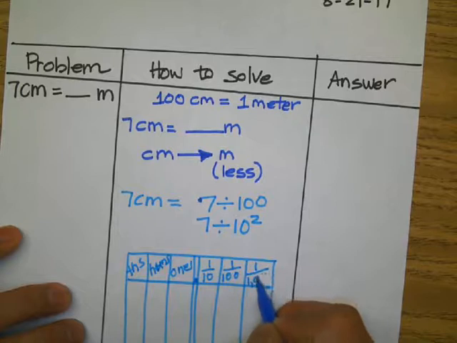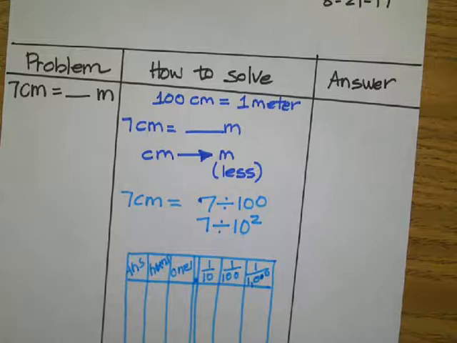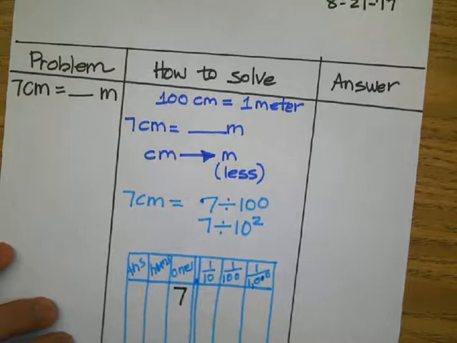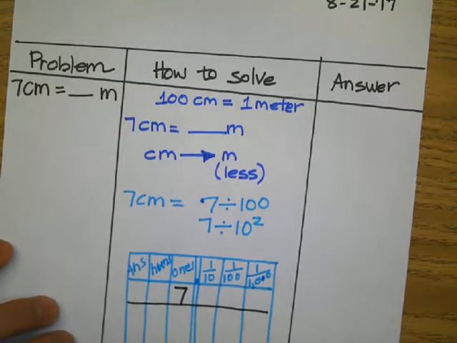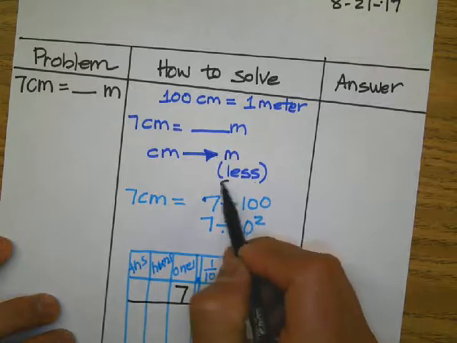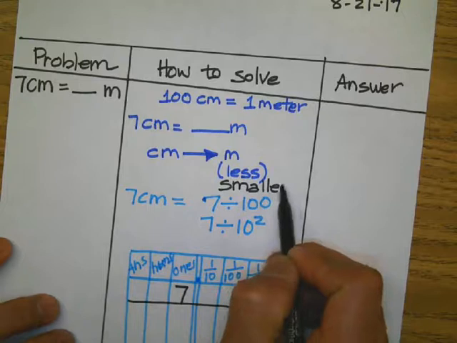Okay, my friends. So now we need to write the number in the box. So the number is 7 centimeters, right? So we're going to write 7 centimeters because this 7 is a whole. So now we've got to divide it. When you divide a number by 100, the number has to be smaller or less. Let's write smaller here. Smaller. Okay?